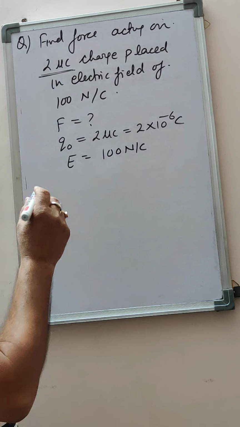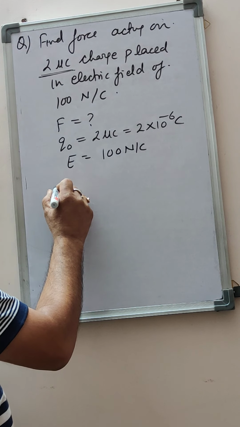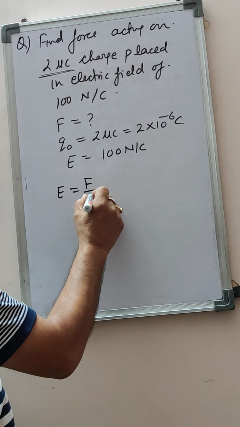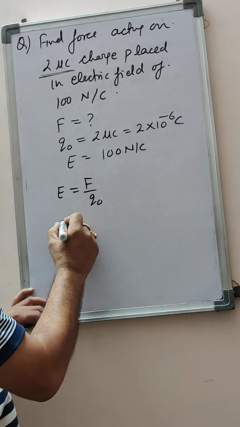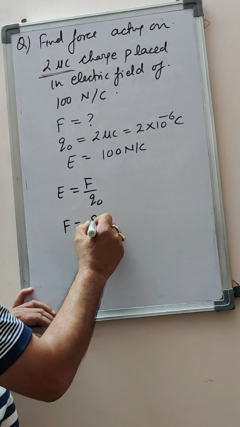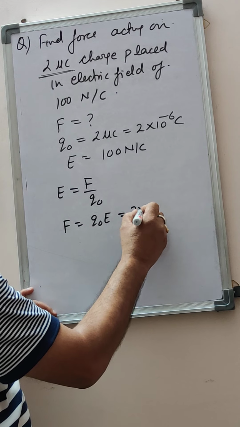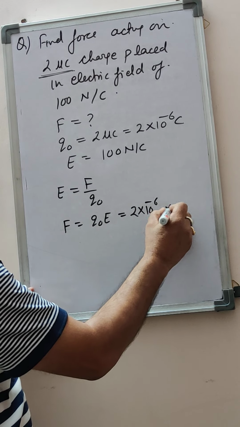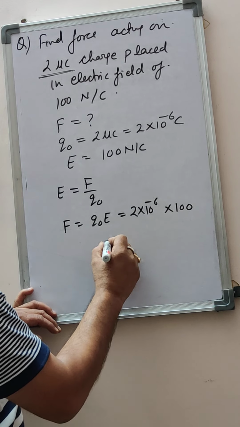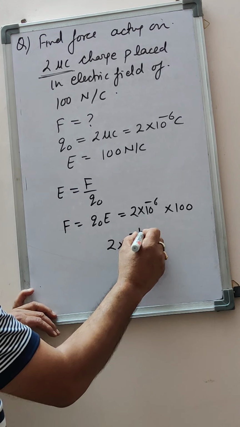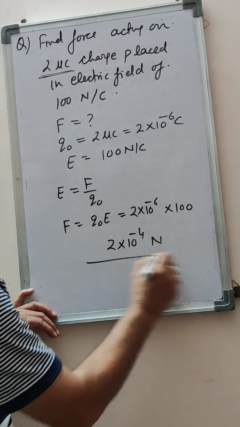The formula which you can apply here, E is equal to F by Q naught. So F is equal to Q naught into E. Q naught is 2 into 10 power minus 6. E is 100. So it will be 2 into 10 to the power minus 4 Newton.